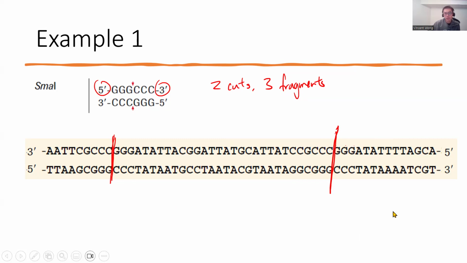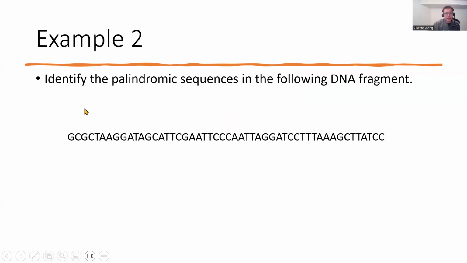Let's do another one here. Identify the palindromic sequence in the following DNA fragments. This one is a little bit harder to do, but I'll try to show it for you. This is GCGC. So if you write the complementary strand, it would be the same backwards, right? You see? That's a palindromic sequence.